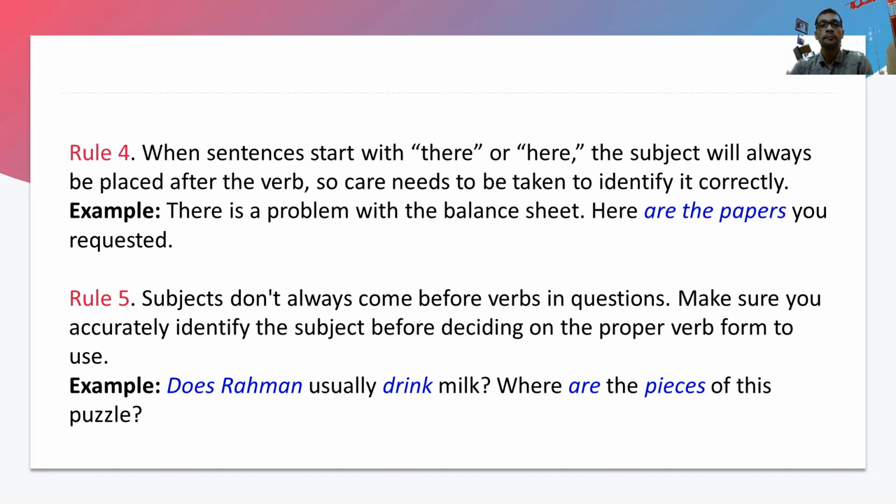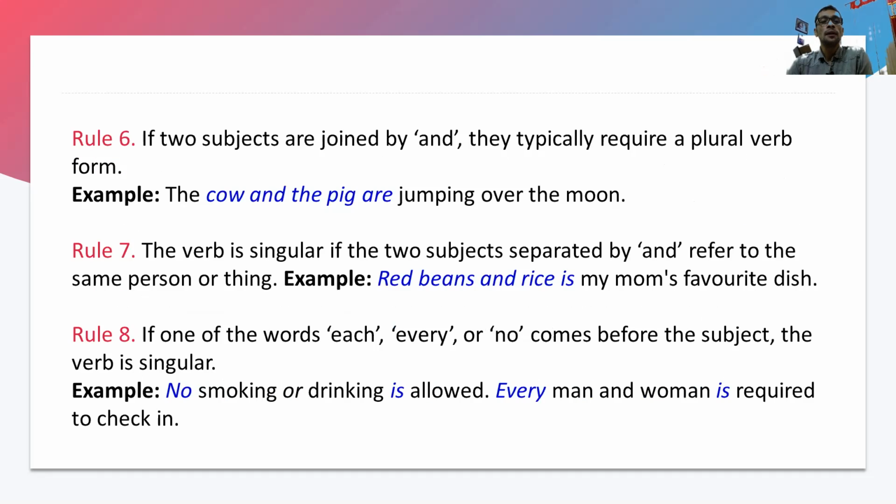Next slide. Okay, rule number 6. If two subjects are joined by and, they typically require a plural form. For example, the cow and the pig are jumping over the moon. So are has been used because cow and pig are two subjects and they are joined by and. So the cow and the pig are jumping over the moon.